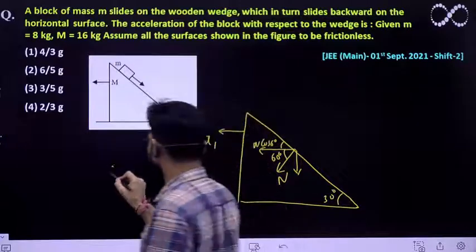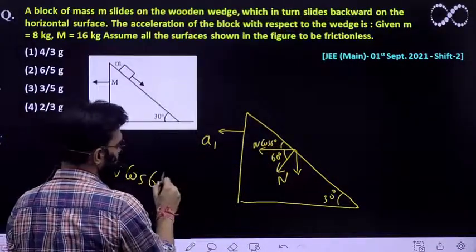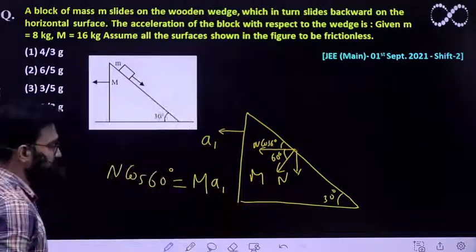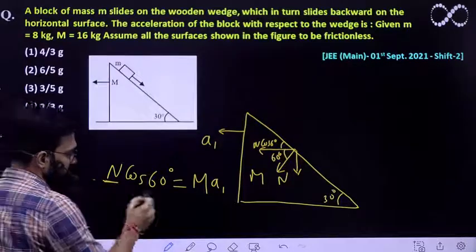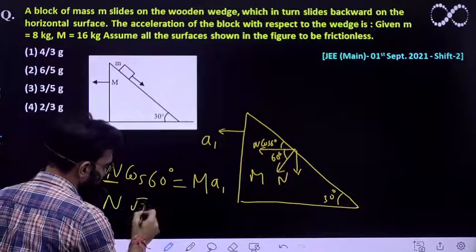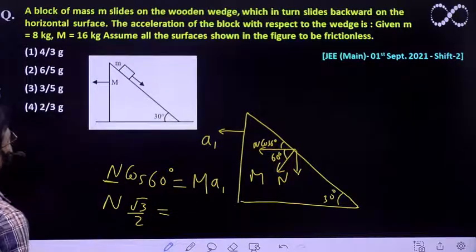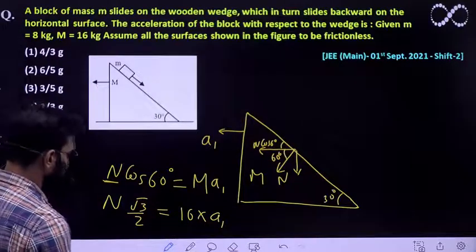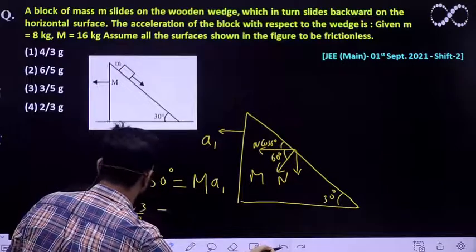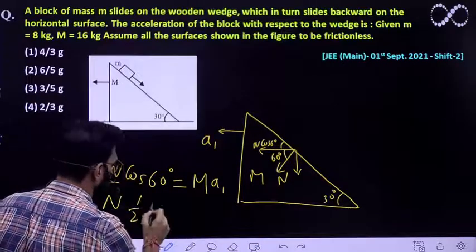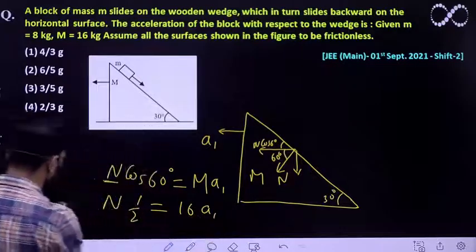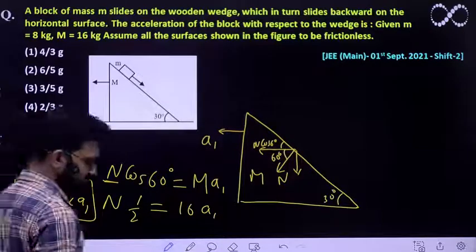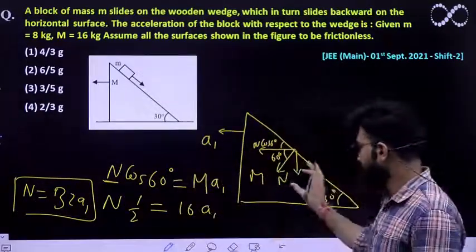So this N cos 60 degree must be equal to the mass of this wedge times its acceleration a1. Cos 60 is half, and the mass is 16, and this is a1. So the normal force comes out to be 32 a1. So this is the expression that we get by solving the equation of the wedge.